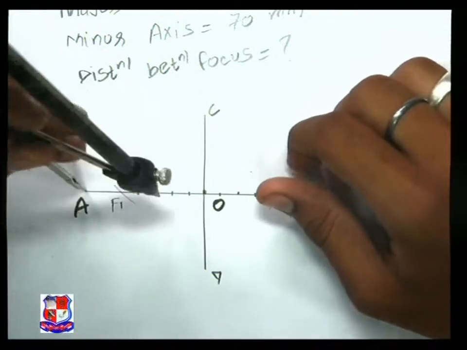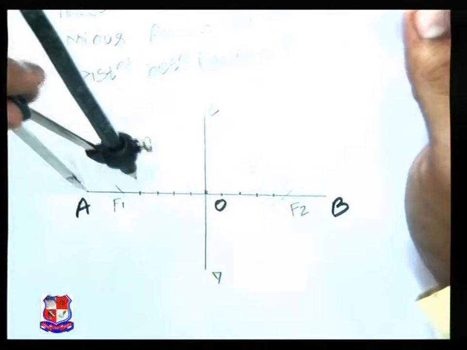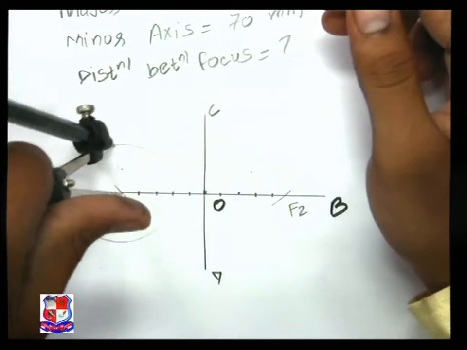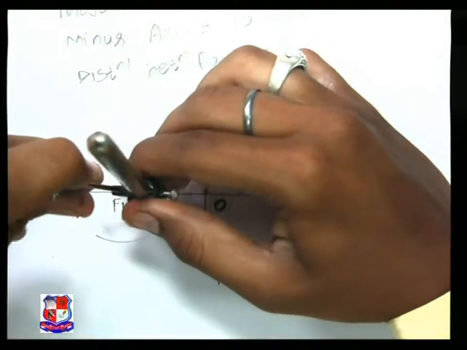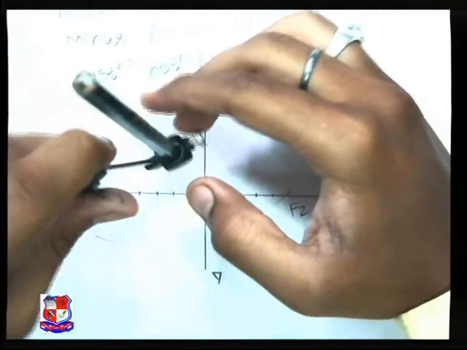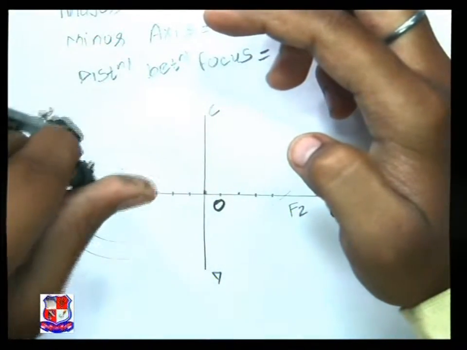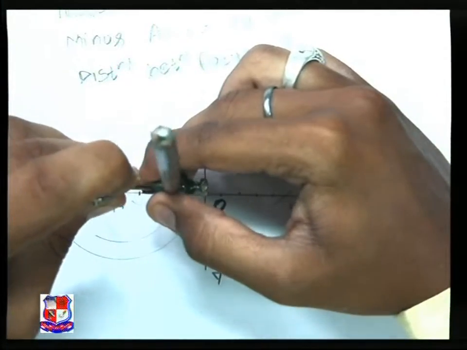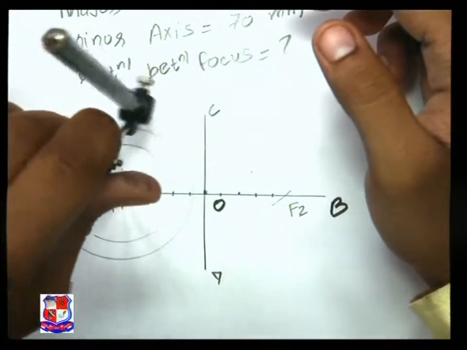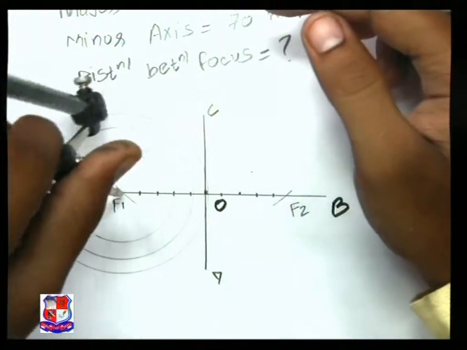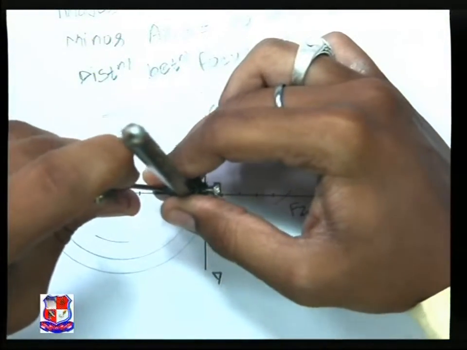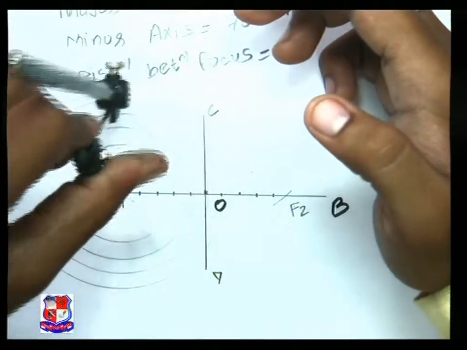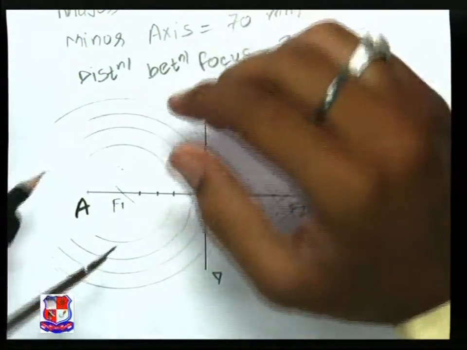I am taking A to this first point as radius, F1 as center, and drawing a semicircular arc. A to the second point as radius, F1 as center, draw a semicircular arc. A to 3 as radius, F1 as center, draw a semicircular arc. Same way, A to 4 as radius, F1 as center, draw a semicircular arc.